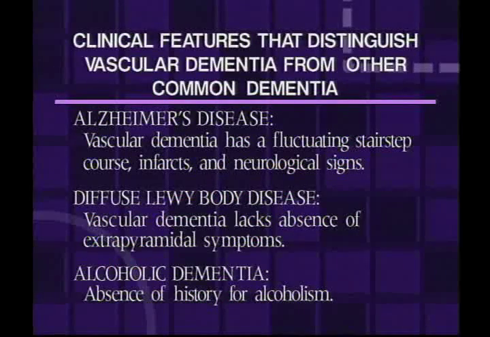What are some clinical features that might help you, again, distinguish vascular dementia from other common types of dementia? Well, if you're looking at the difference between Alzheimer's and vascular, remember, vascular can have a fluctuating stair-step course with infarcts and neurological signs that are typically absent in Alzheimer's disease. If you're trying to distinguish vascular from diffuse Lewy body disease, remember, vascular patients should not have extrapyramidal symptoms, and we're going to talk about that in great detail later on in this tape. And finally, alcoholic dementia. Remember, vascular patients usually don't have a history of alcoholism, although it is possible to have both vascular and alcohol-induced dementia.